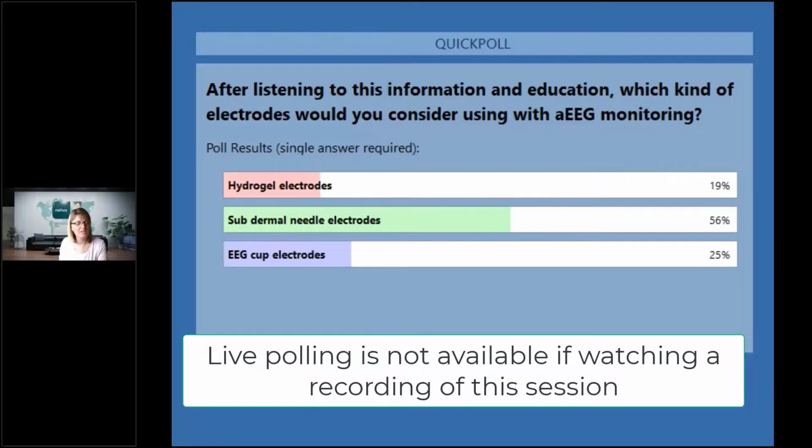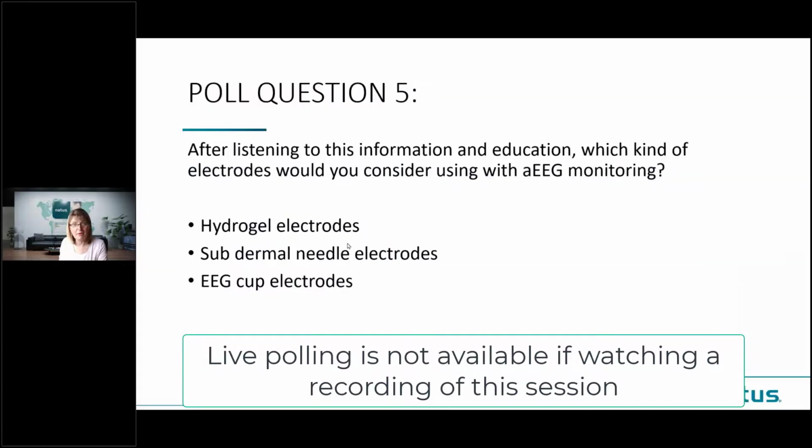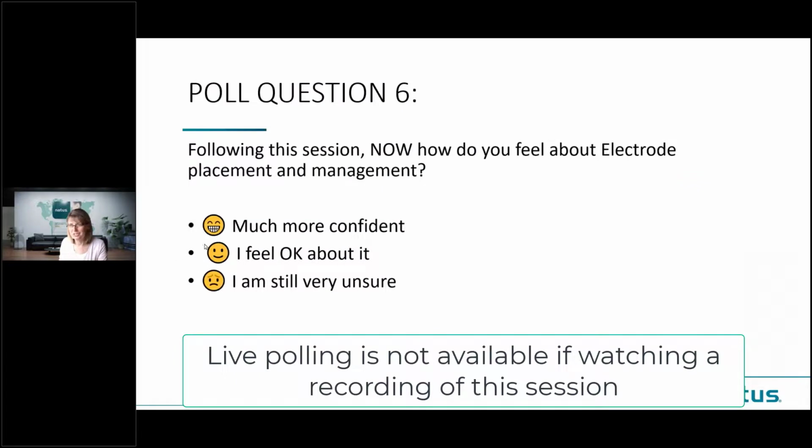More people want to actually use subdermal needles, and fewer people want to use hydrogels than were using them at the very beginning. That's great news. And more people want to use cup electrodes, which is also great news. Okay, so I'll hide that poll, and we have a final poll question.